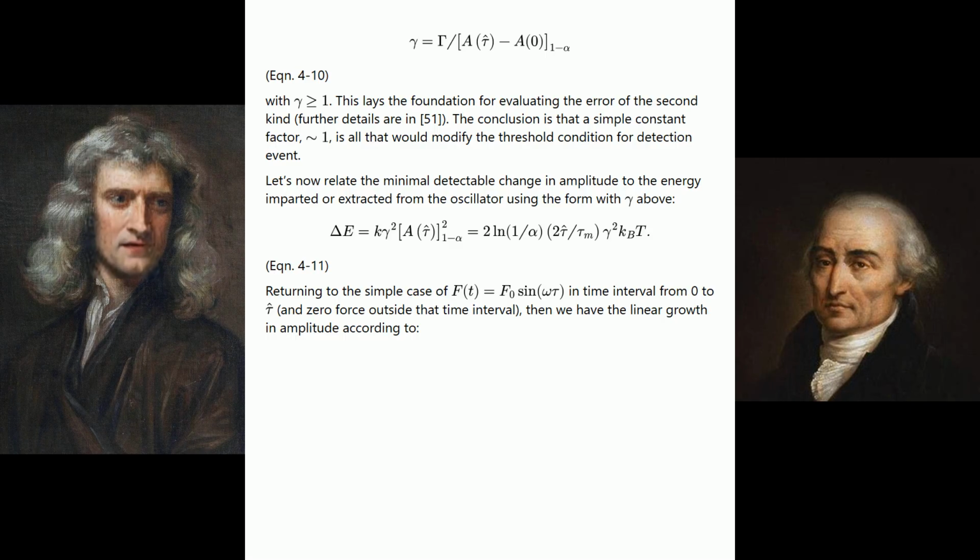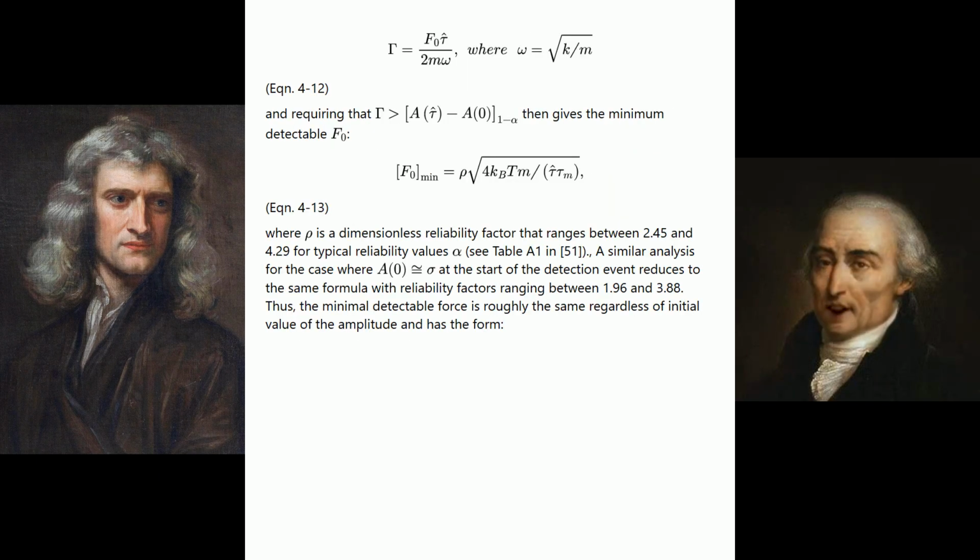Further details are in. The conclusion is that a simple constant factor, (1), is all that would modify the threshold condition for detection event. Let's now relate the minimal detectable change in amplitude to the energy imparted or extracted from the oscillator using the form with gamma above. See equation 4-11. Returning to the simple case of f of t equals f sub 0 sine omega tau in time interval from 0 to tau, and 0 force outside that time interval, then we have the linear growth in amplitude according to. See equation 4-12.